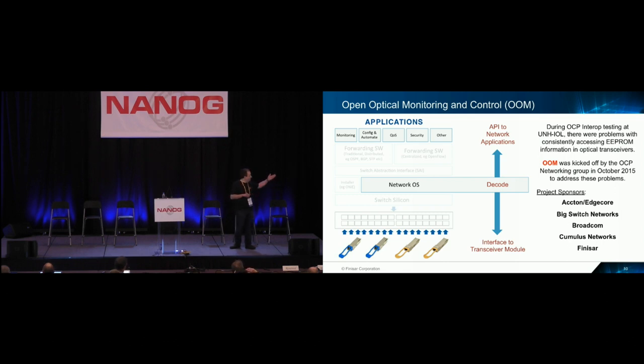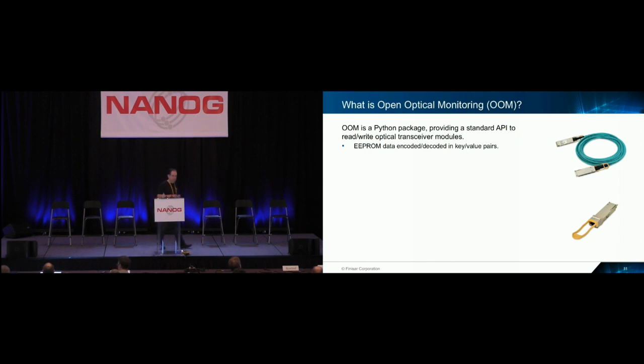The sponsors, Finisar was one of them. As you can see, some of the other names are the big names in open networking. And the aim was to create a decoding layer, some kind of library that decodes the low level data being read via I2C from the transceivers, interfacing to the transceiver module, and converting that into a northbound interface, an open API that could be queried in Python. So we kicked that off in 2015. We're now done with that, although improvement is continuous.